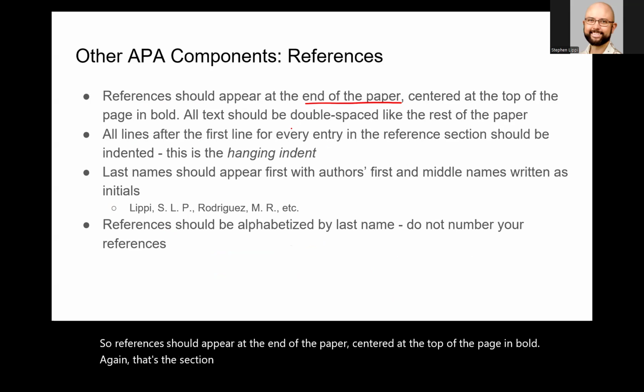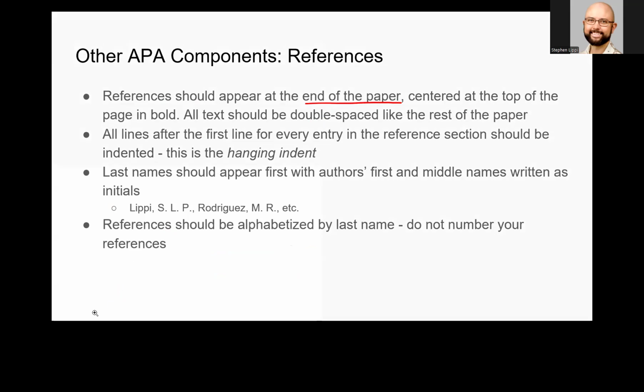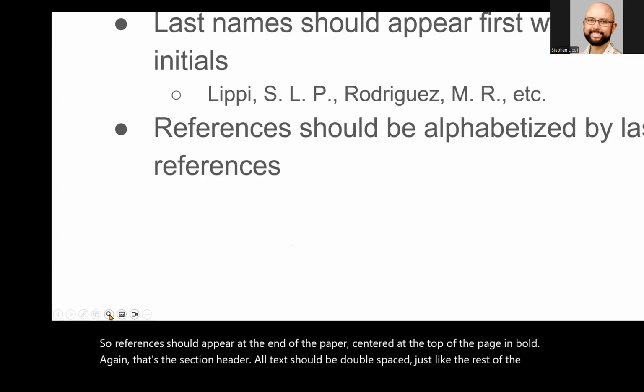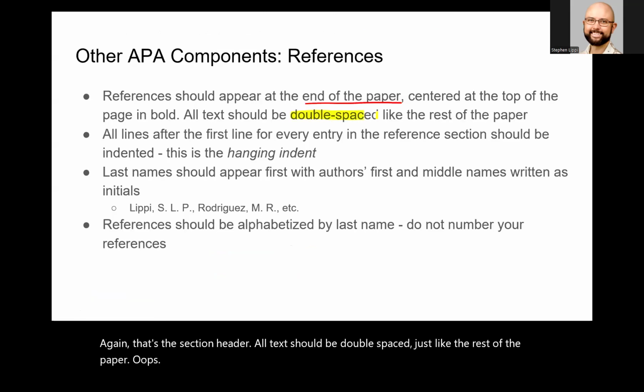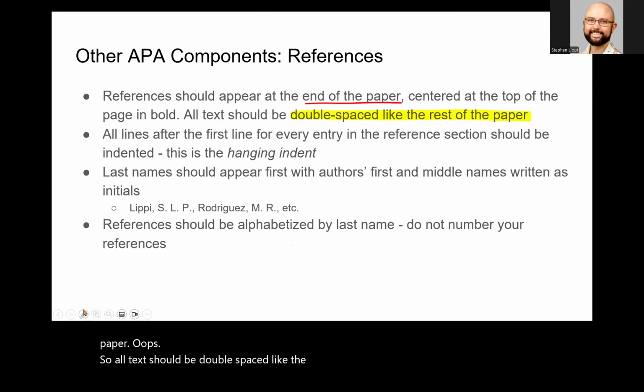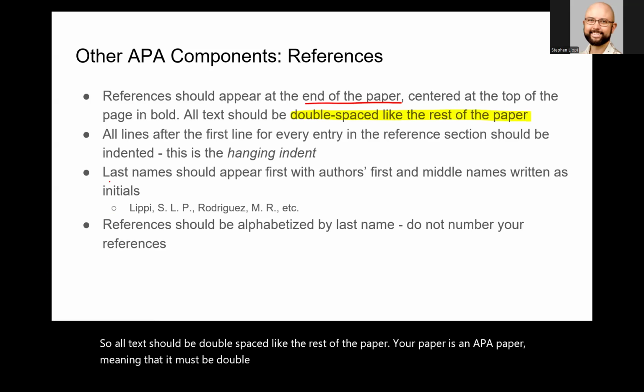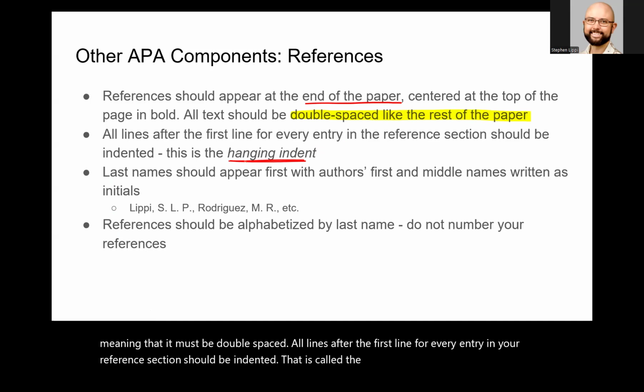All text should be double-spaced, just like the rest of the paper. Your paper is an APA paper, meaning that it must be double-spaced. All lines after the first line for every entry in your reference section should be indented. That is called the hanging indent.